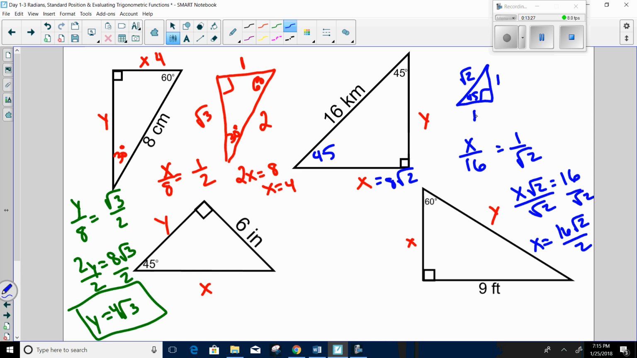Well, guess what? This is 1, so is this. So guess what y is? 8 square root of 2 as well.